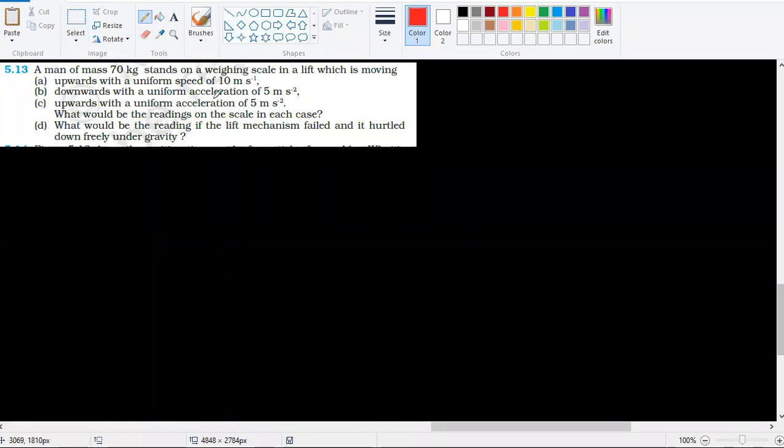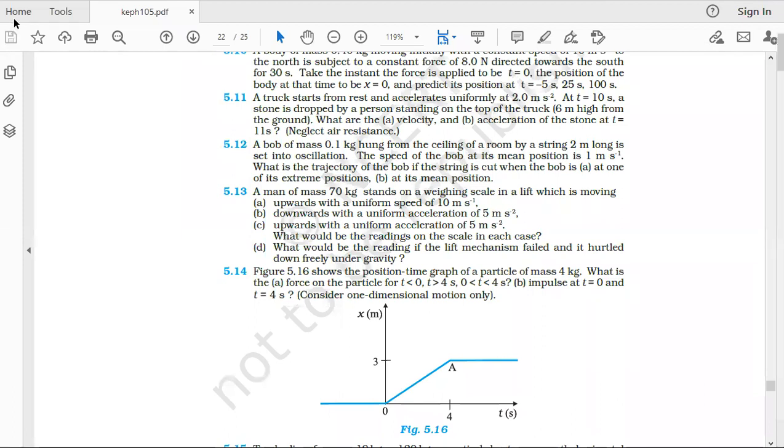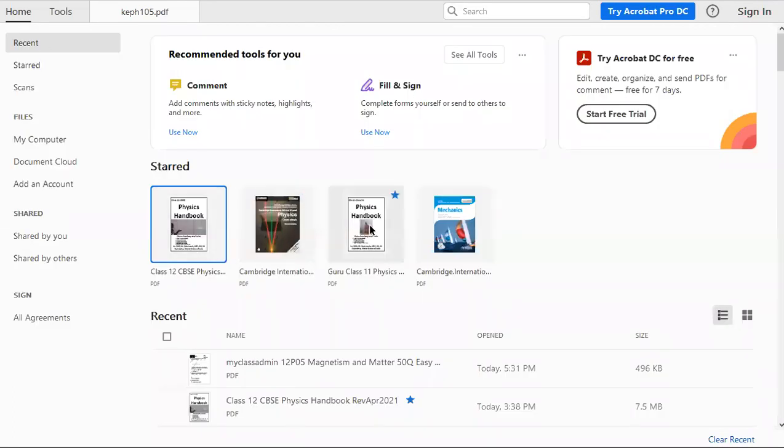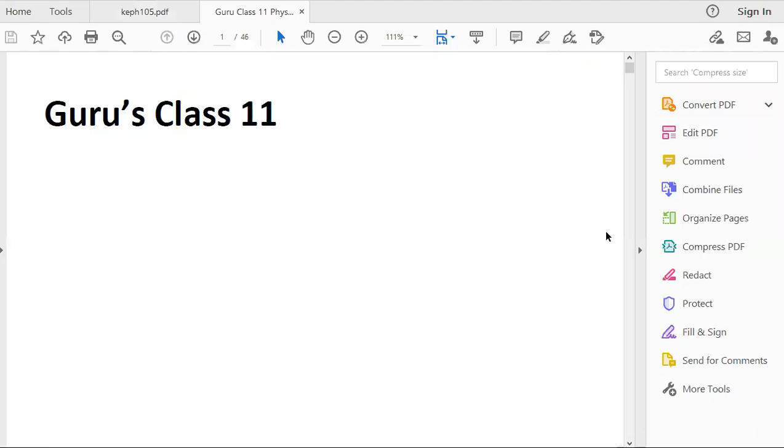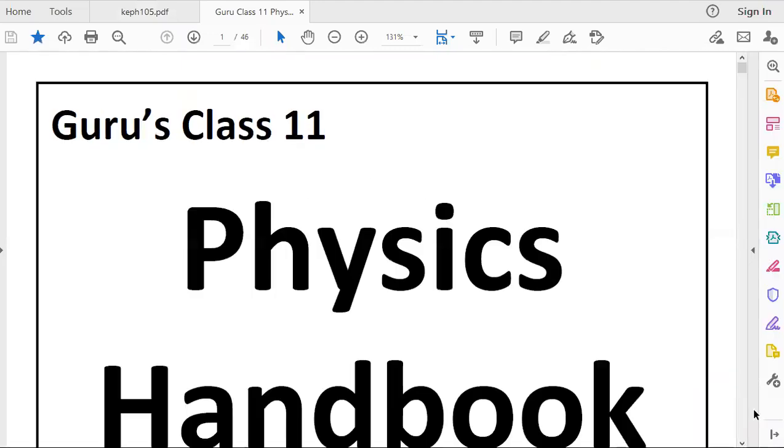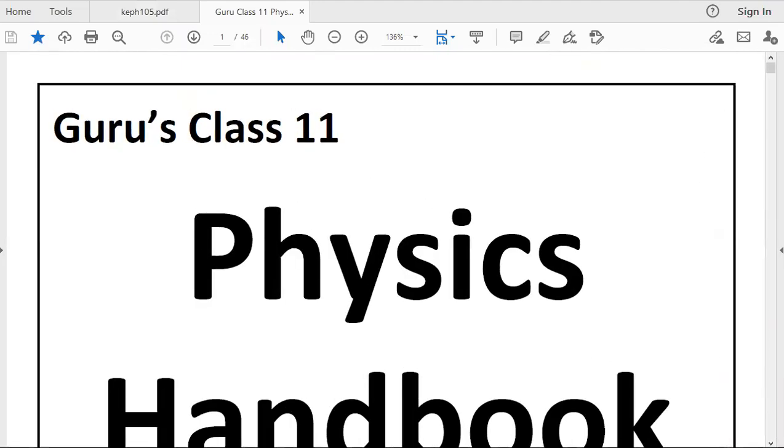A 70 kg person stands on a weighing scale in a lift which is moving upwards with a uniform speed. I'll tell you how to do it. I'm not going to work out the entire problem because it's very easy.